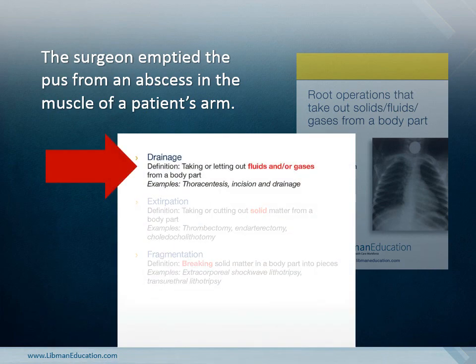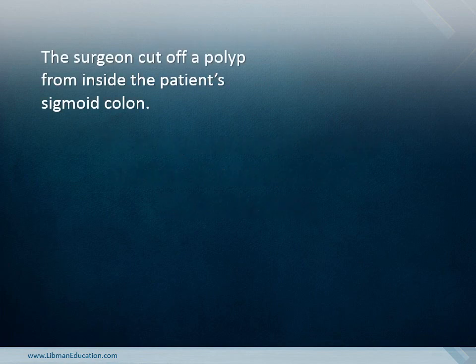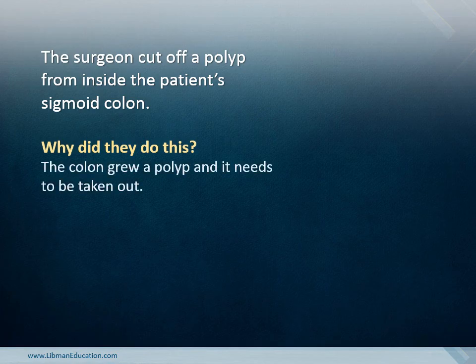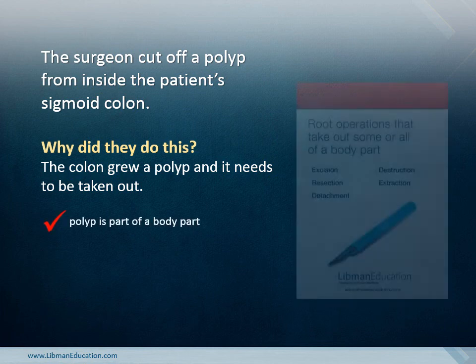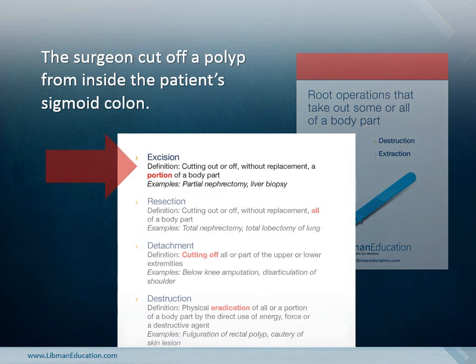Let's look at another example. The documentation says that the surgeon cut off a polyp from inside the patient's sigmoid colon. You ask yourself the question, why did they do this? And the answer here is that the colon grew a polyp and it needs to be taken out. The polyp is part of the body part, so this is the red card where body parts are taken out. Then you need to determine if this was all or part of a body part. The polyp is only a small part of that body part, so you'd assign the root operation of excision.